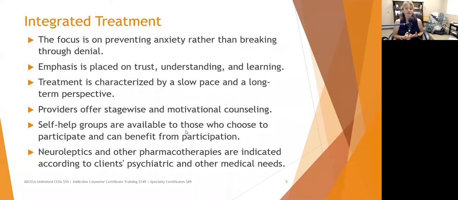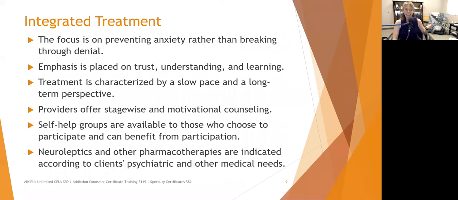In integrated treatment, the focus is on preventing anxiety and helping people feel empowered rather than breaking through denial. The emphasis is placed on trust, understanding, and learning, and treatment is characterized by a slow pace and a long-term perspective. You're not going to get from pre-contemplation to maintenance in 30 days. You are going to help the person in the first 30 days maybe just get through the fog and develop some basic relapse prevention tools, and then the next 30 days work on something else.